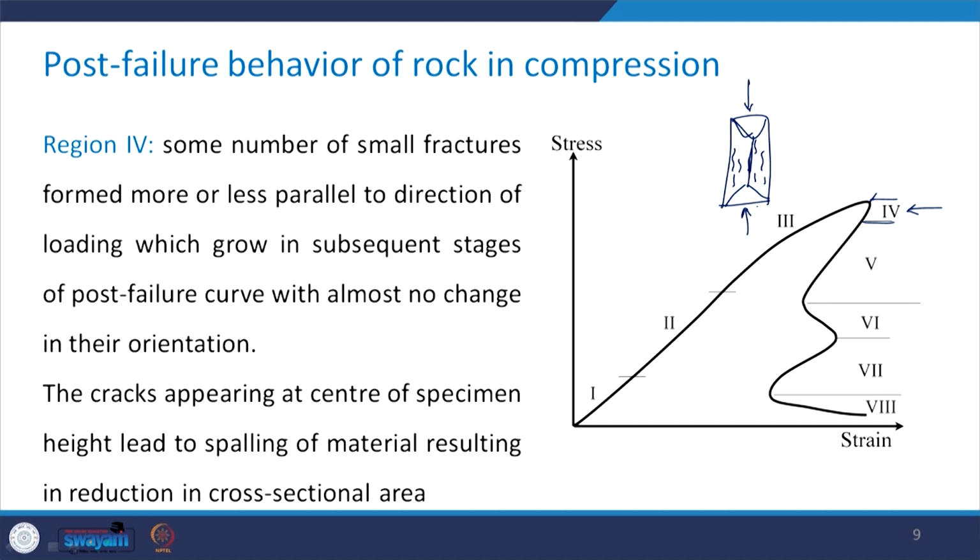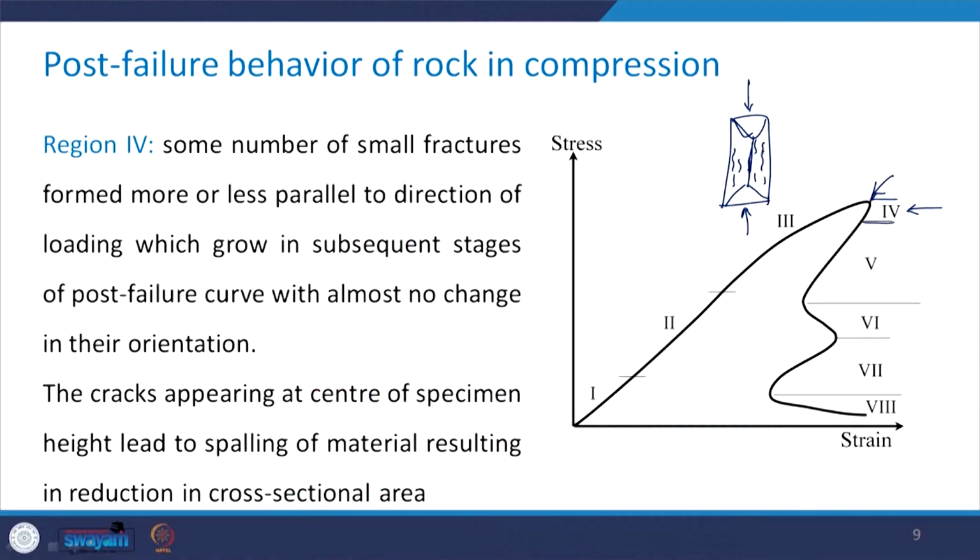Post failure, immediately after the peak occurs here, what happens is they increase their length, or they just propagate. They grow in this direction only without changing their orientation. So that is what happens in zone 4 or region 4.